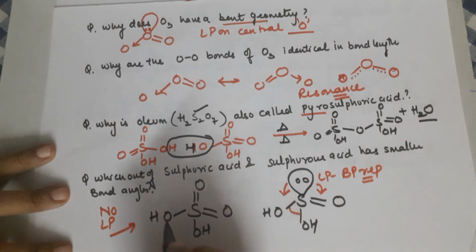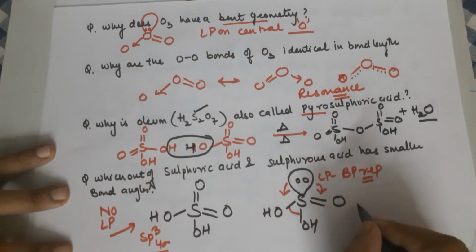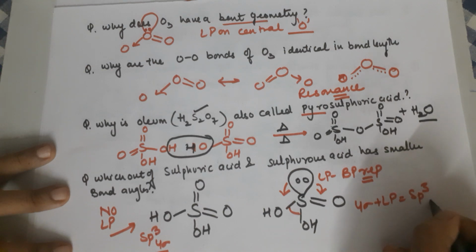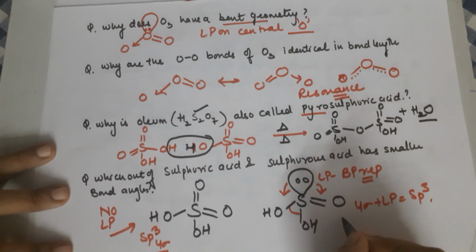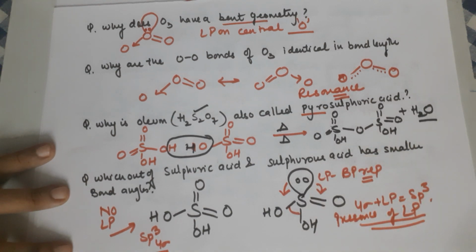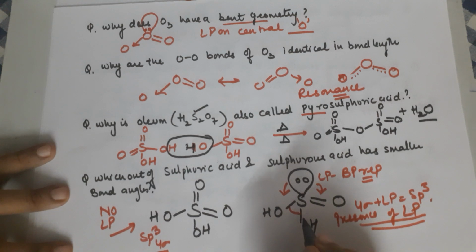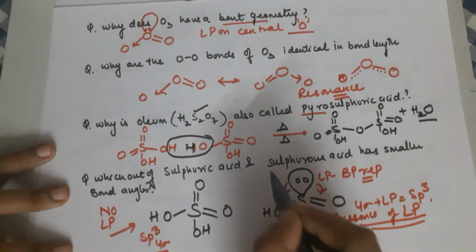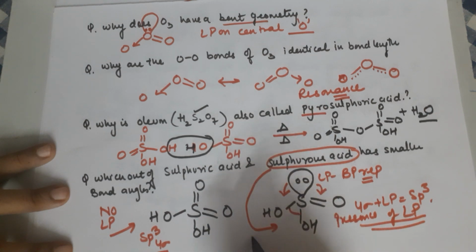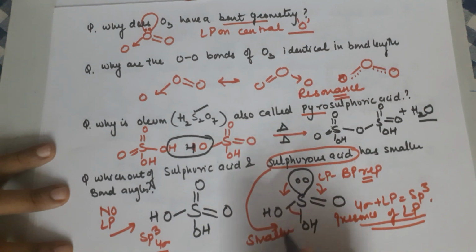In this case also the hybridization is sp3, 4 sigma bonds. Here also you have 4 sigma bonds plus 1 lone pair, therefore this is also sp3. But it is due to the presence of the lone pair which causes the bond angle to be lower. So, which would have the smaller bond angle? The answer is sulfurous acid will have the smaller bond angle.